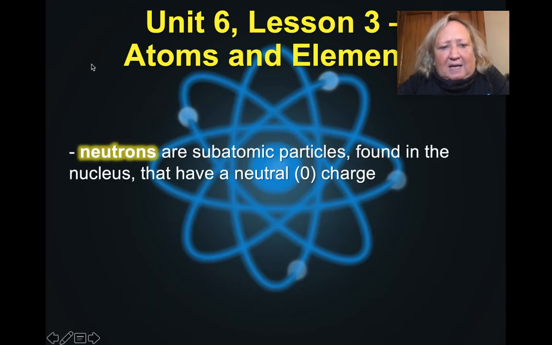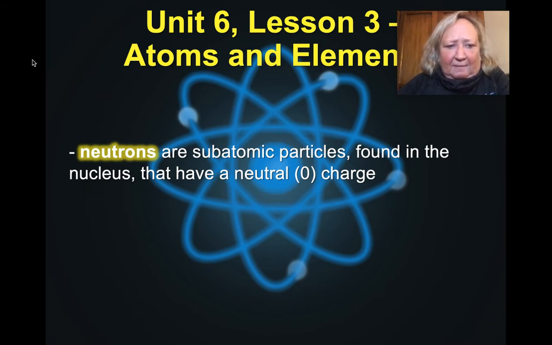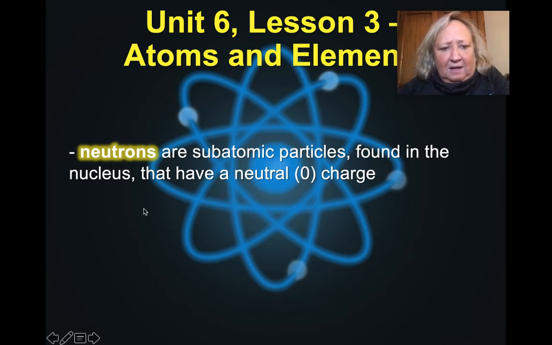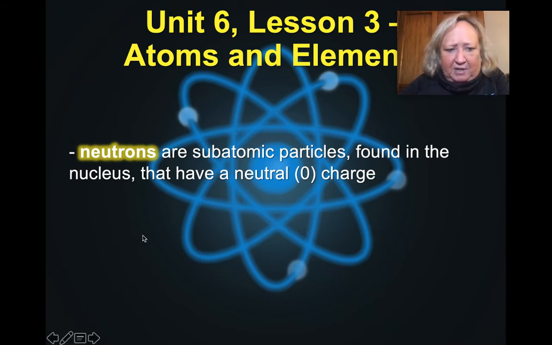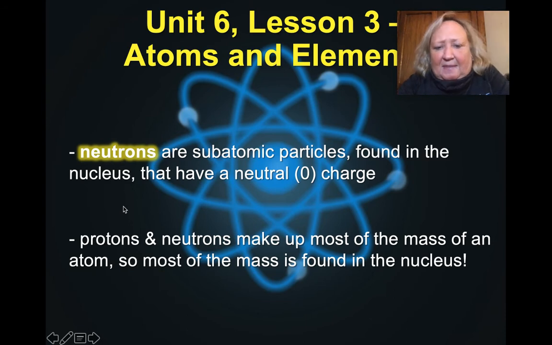Okay, the other particle found in the nucleus is called a neutron. Neutrons are neutral, not going either way. It is in the center of the atom in the nucleus with the protons, and they make up the mass of the atom. So when we get to that term and concept, keep in mind that the protons and the neutrons make up the mass in the nucleus.